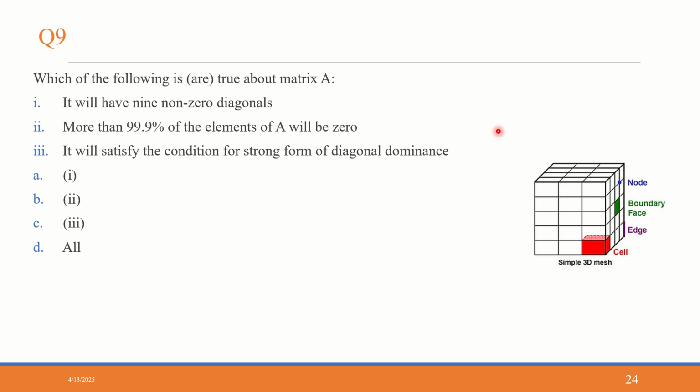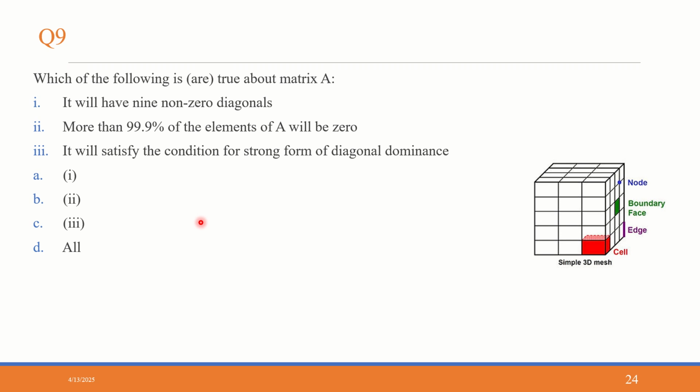So just to give you an idea, since we have a three-dimensional domain, let us consider it something like this. Each one we call a cell, and this is a boundary face, because at the boundaries, and each edge, this is an edge and this is a node, which you are able to understand by looking at it. So now we need to identify which of the following is true about matrix A.